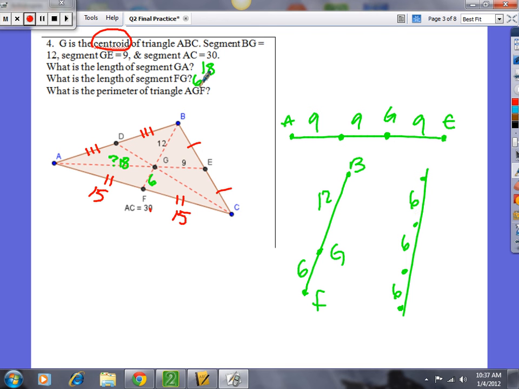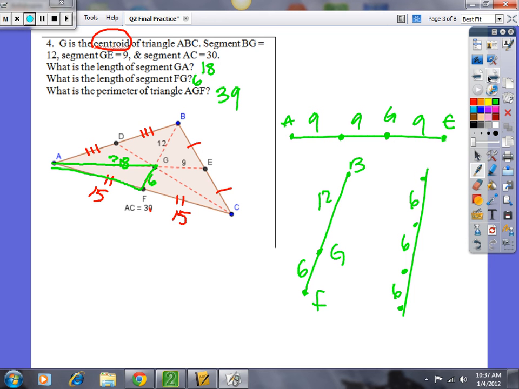And then the last question, what's the perimeter of AGF? AGF is this triangle right here, from here to here to here. And the perimeter, I add up each side, 15 plus 18 plus 6. And what does that give me? 39. Okay, number 5. Let's look at number 5.